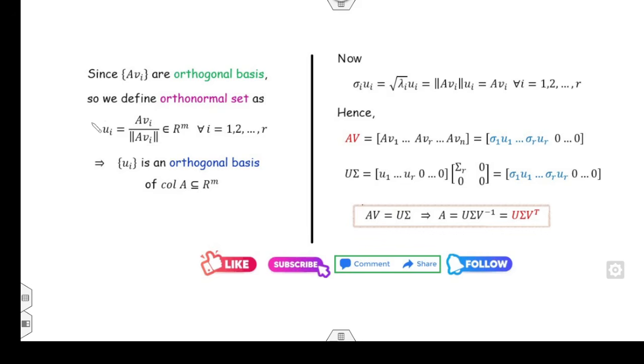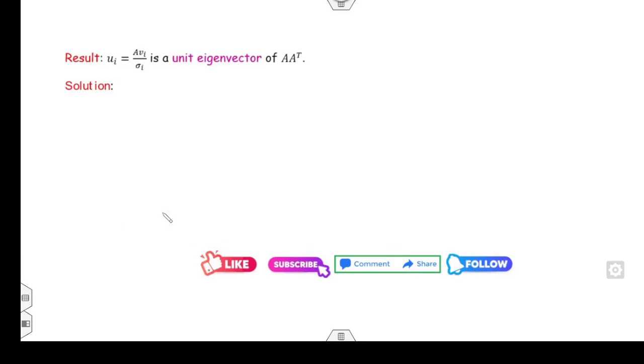Now, the result we have defined, ui = A vi divided by sigma i, is basically my unit vector. Fine. Unit eigenvector of A A transpose. The proof is again very simple. Your target is to prove the norm of ui is 1. This is your target. Fine.